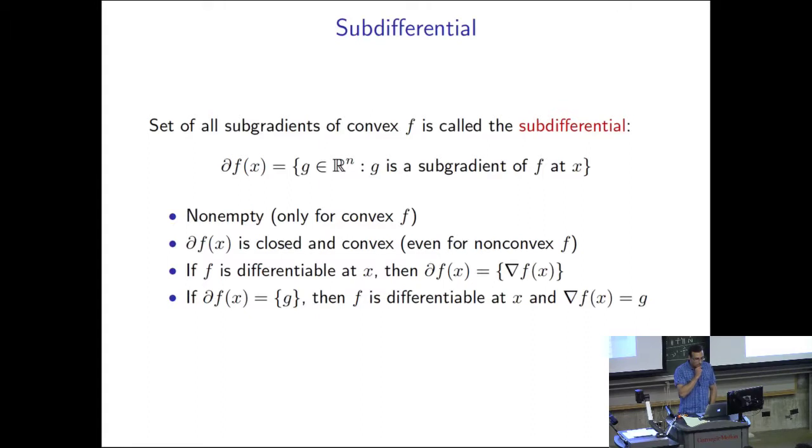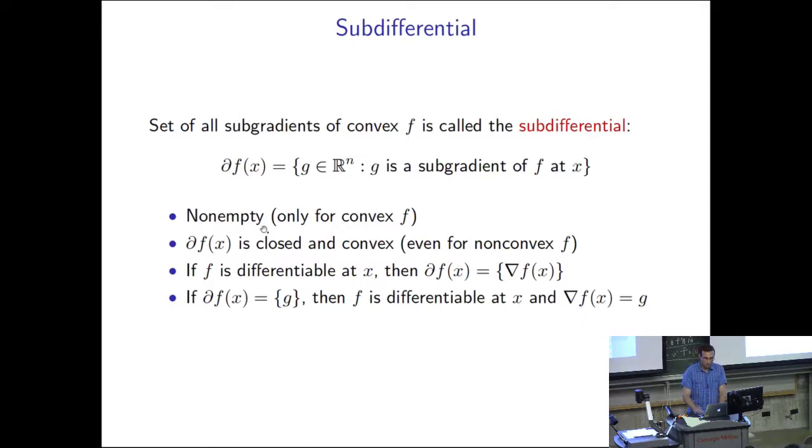So just moving along, some more notation or nomenclature. The subdifferential is defined as the set of all subgradients of a function at a point, and we denote it by partial of f at x. So it's any one of those g's that we were talking about that is a valid subgradient. It's non-empty for convex functions.